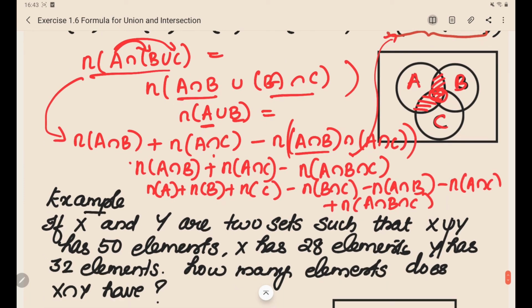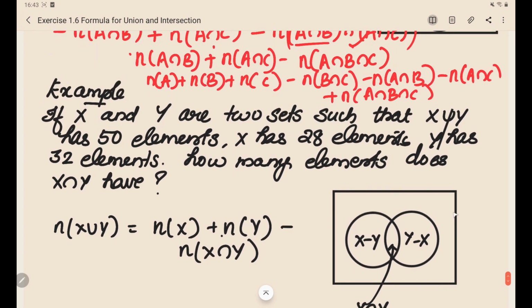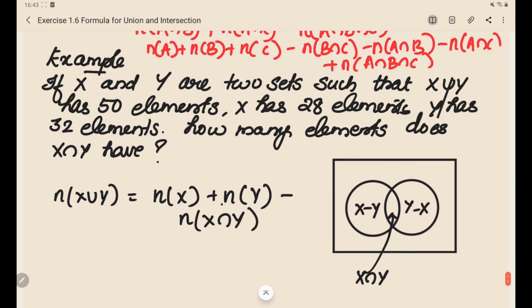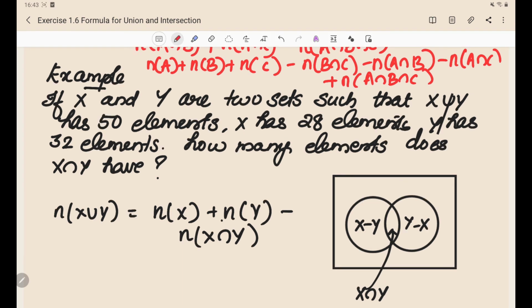Okay, so we have already derived it, and now let's start our word problems. Before going to word problems, we'll do an example problem, so you will have enough confidence to do the word problems based on exercise 1.6. So let's do a word example problem. If x and y are two sets, so we have two sets here, x and y, such that x union y is already given. What is x union y? Both the elements of x and y. That is 50 given, right? Again, what is given? x has 28 elements.